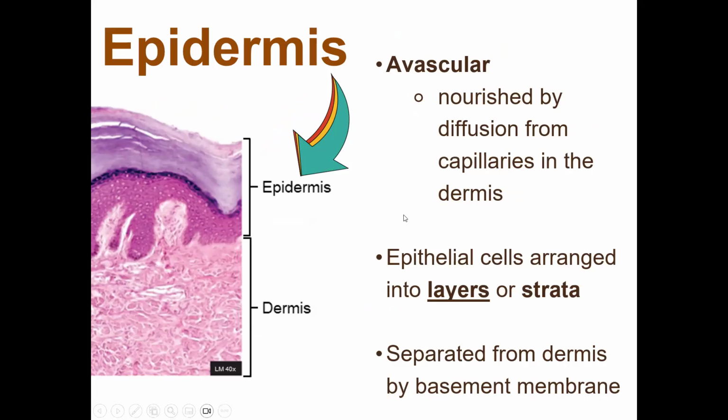Our epithelial cells are called strata when they're organized into these layers like this. And you'll see when we talk about skin, we're either going to have 4 or 5 layers, depending on whether it's thinner skin or thicker skin.